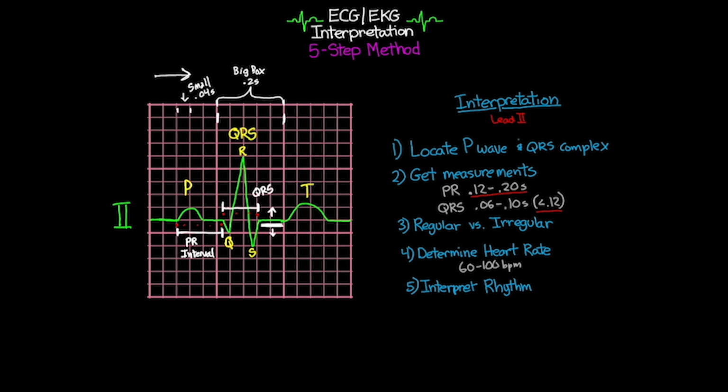Now, it turns out there's actually a heck of a lot more rhythms that your patient can be in. And so in the next couple lessons, we're going to talk about many of these different variations that you're going to see and how to identify those. But no matter what's going on with your patient, no matter what rhythm they're in, you're always going to start following the same 5-step method, completing that final step by making your final determination or interpretation of what the rhythm is.